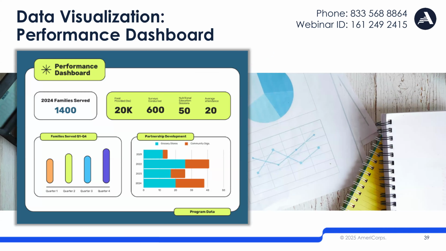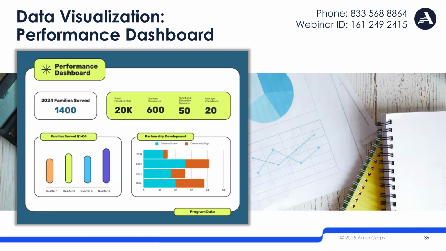Think of a performance dashboard like the dashboard in a car. It lets you see what's most important at a glance. So for your program, a dashboard would show things like key metrics that help you quickly spot trends, make decisions, and share impact with others.